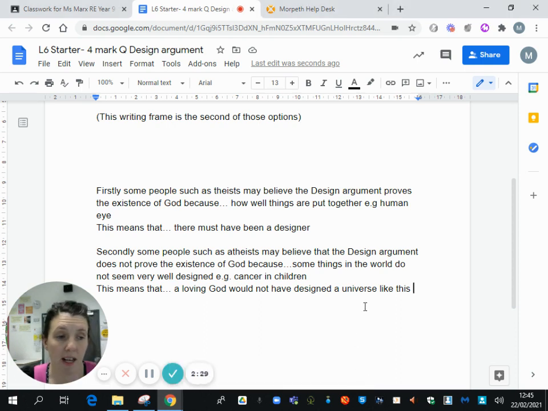Or if you want to be super clever, a different one you could say is perhaps it looks well designed to us just because everything has adapted to look like that. So we look like we're well designed for this world, but actually we've just adapted. That's what we're looking at more in this lesson. So don't feel you have to use that point.